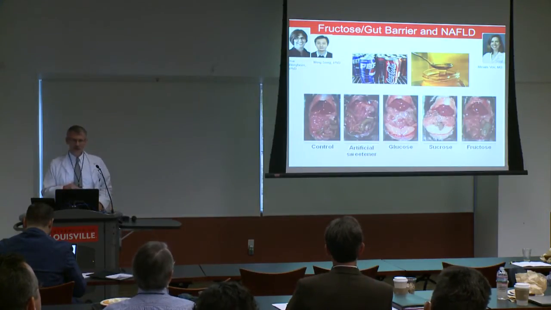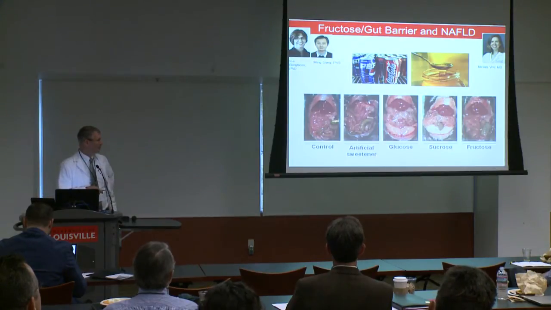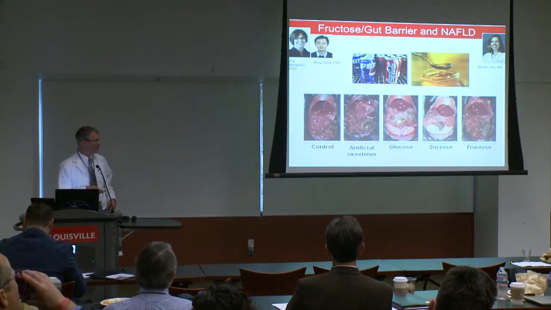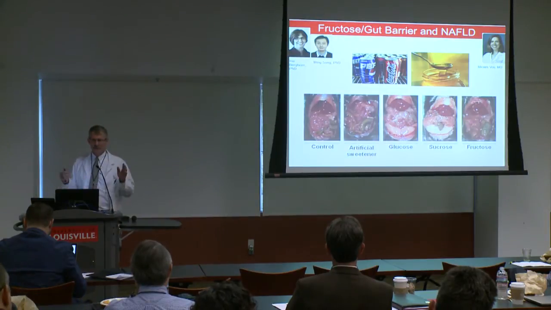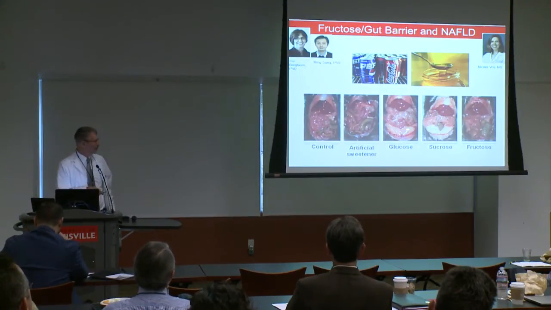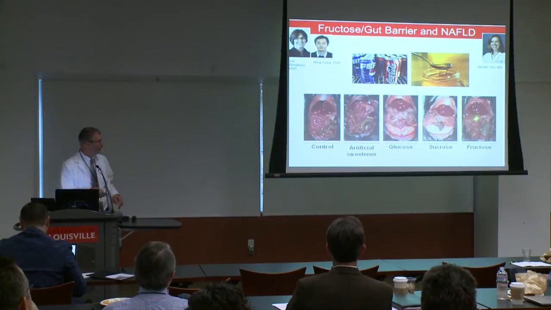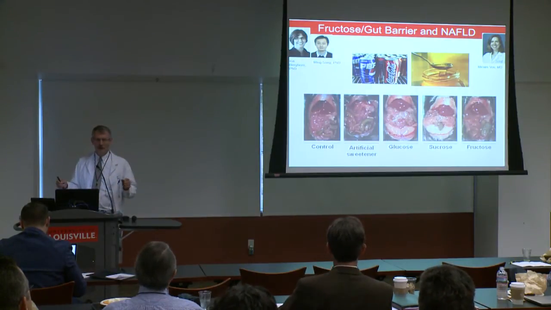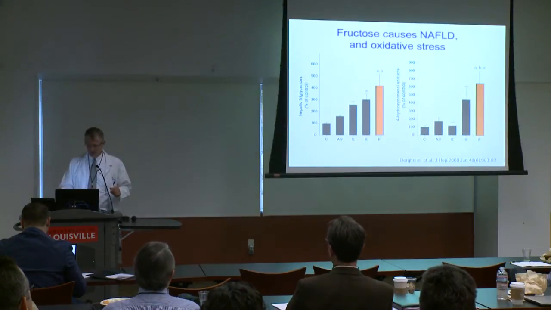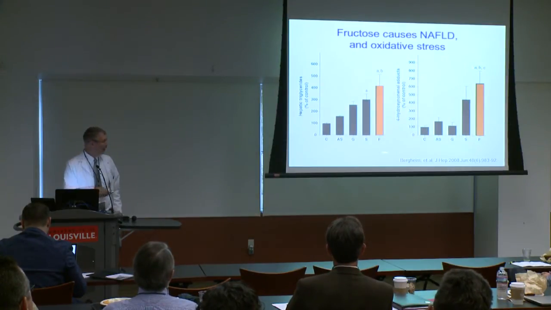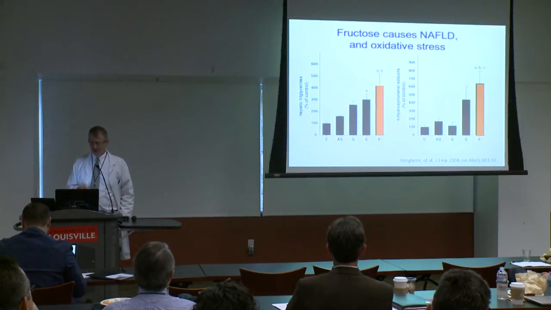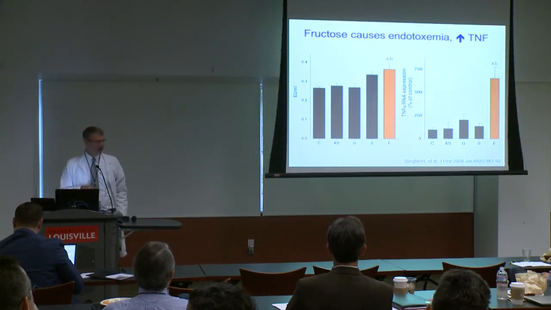And so what we initially did was feed mice either just regular diet. Everybody gets the same diet, but they either get regular water, artificial sweetener, glucose, sucrose, or fructose. And when we sacrifice the animals, you can see the glucose and sucrose animals have a lot of visceral adiposity. The animals that got the fructose have less visceral adiposity, but more fat in their liver. And that's highlighted here by much higher hepatic triglycerides noted in the yellow, higher 4-hydroxynonenal, and greater endotoxemia and much greater hepatic TNF.